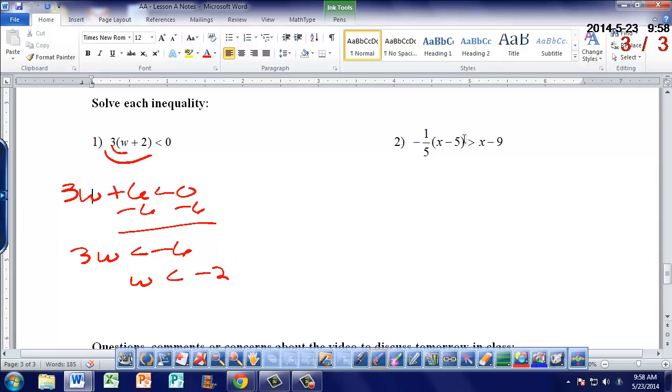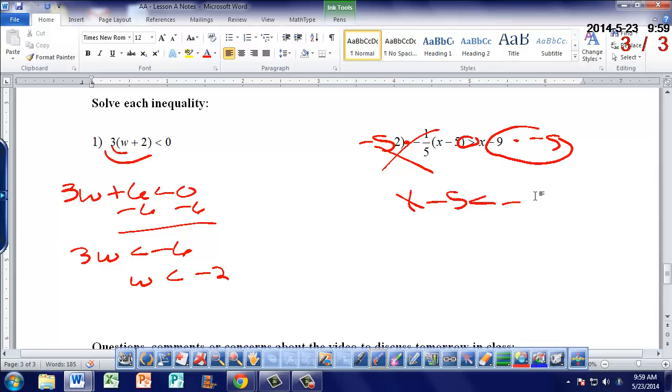Done. This problem, I'm going to get rid of, you can distribute, but I'm going to go ahead and get rid of the -1/5 by multiplying both sides by -5. Now, do you remember what happens when you multiply an inequality by a negative? Hopefully you do. We need to flip the sign. So I get x minus 5 on the left. I must flip this. And on the right, I get -5x plus 45.